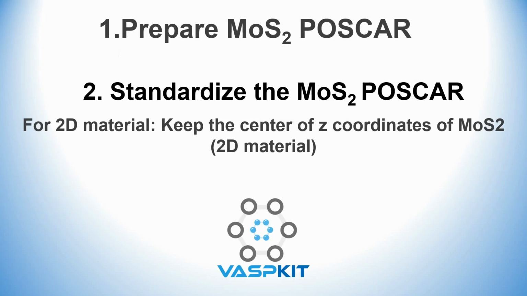There are several steps to do band structure. The first step is to prepare the MoS2 POSCAR file. Then you need to standardize the MoS2 POSCAR. That means for 2D materials, keep the center of the Z coordinate at MoS2. It should not be at the bottom or top, but at the center of the Z axis. This is the main thing, so we will do this with the VASPKIT tool.